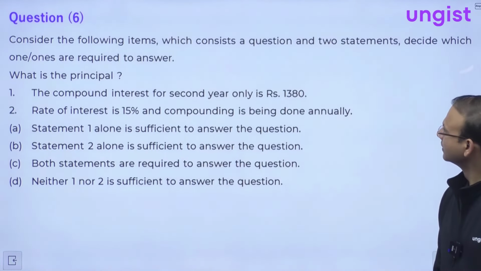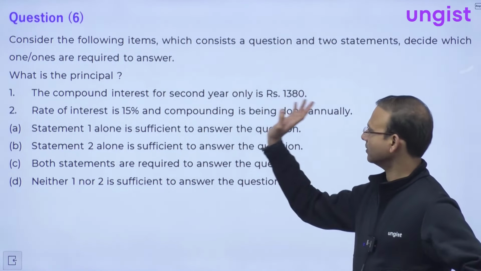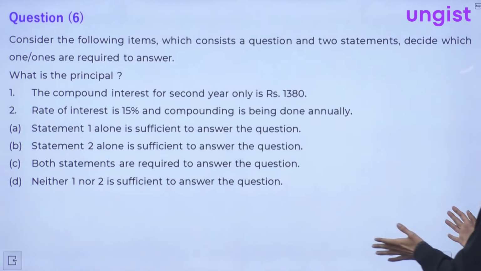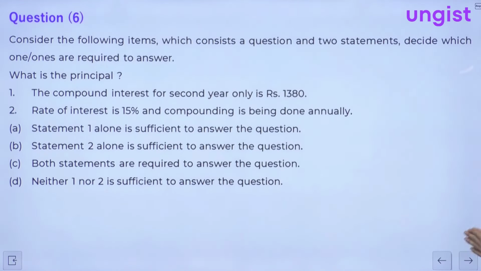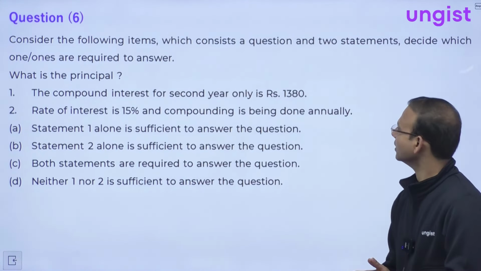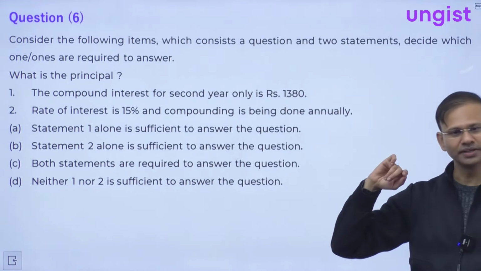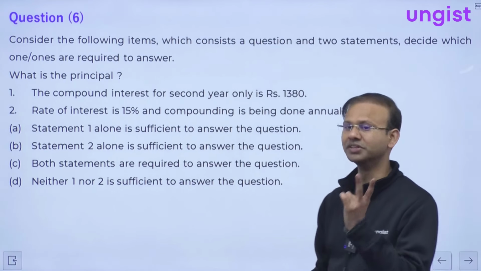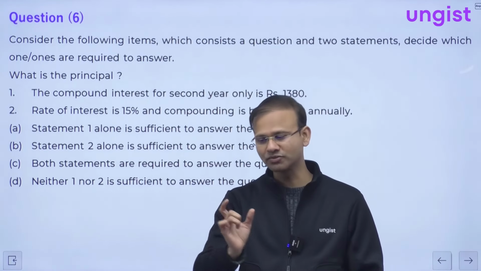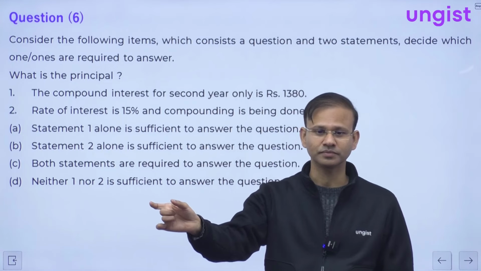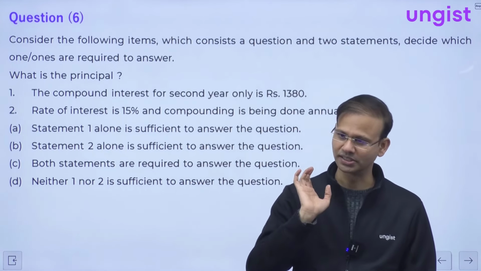The question is saying, what is the principle? Consider the following items, which consist of a question and two statements. Decide which ones are required to answer the question. The question is, what is the principle? The compound interest for second year only is 1380. It is not saying the compound interest for 2 years. It is saying the compound interest for the particular second year.